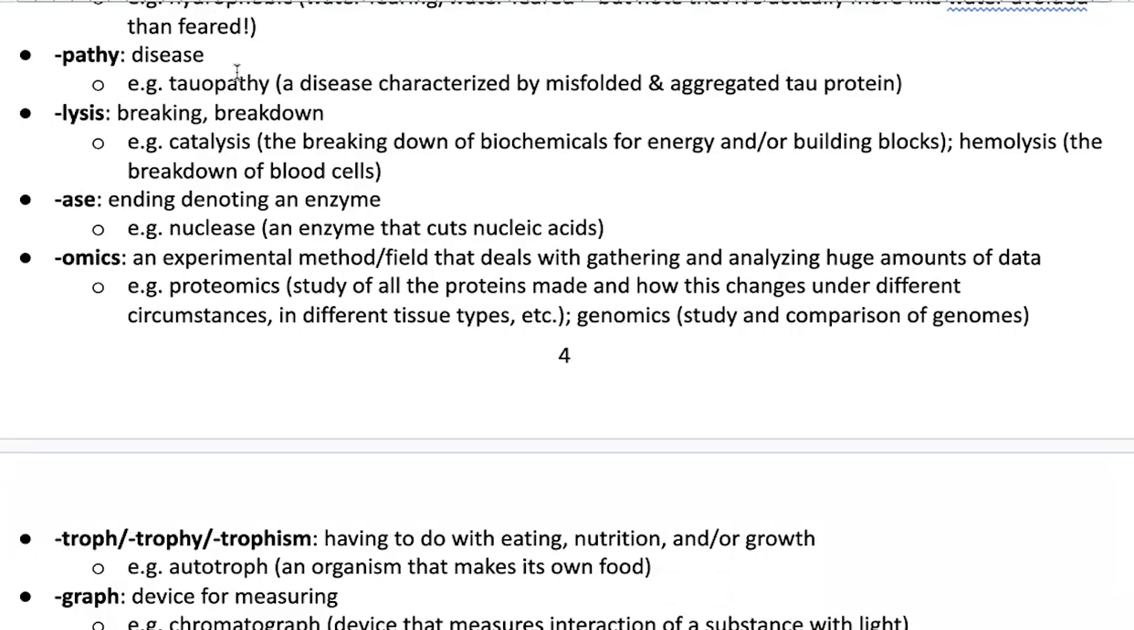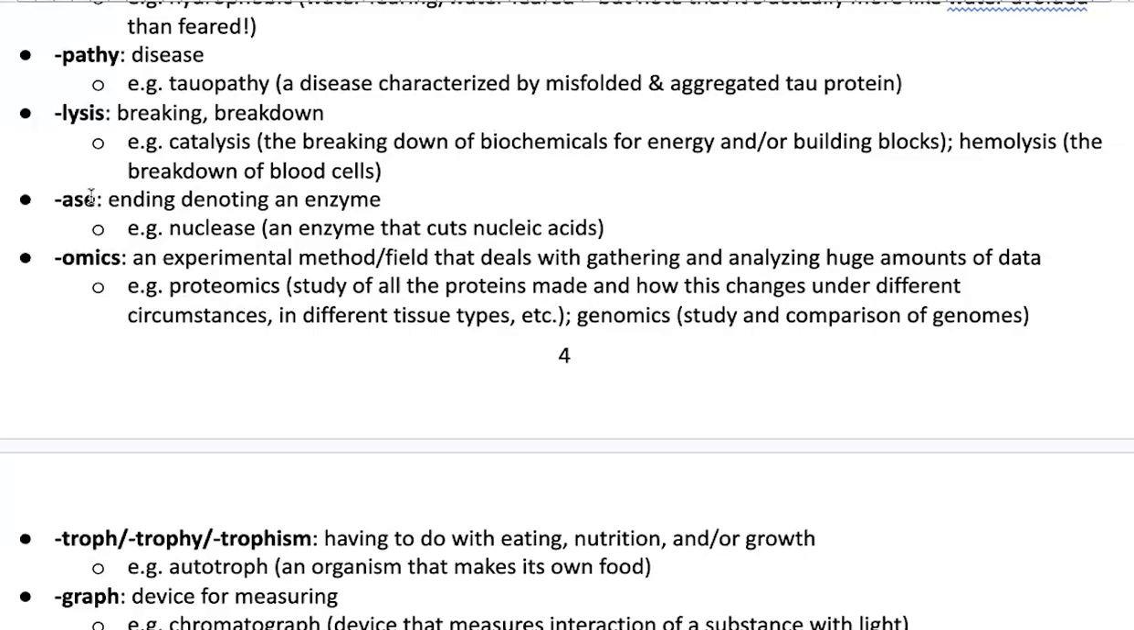Cardiomyopathy, when you've got heart problems and things, so pathy, think disease. Pathology, all that good stuff. Lysis means breaking or breakdown. So catalysis is the breaking down of chemicals for energy and/or the building blocks. Hemolysis is the breakdown of blood cells. So heme, remember, was blood. Lysis, breaking down. So we've got hemolysis, which is the breakdown of blood cells.